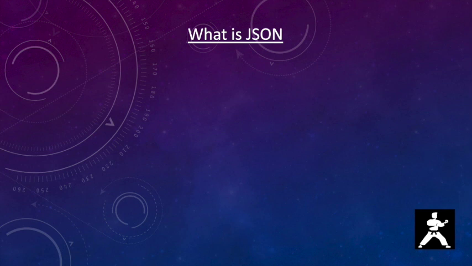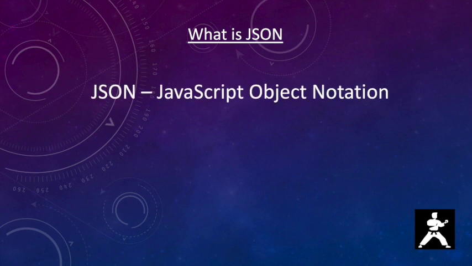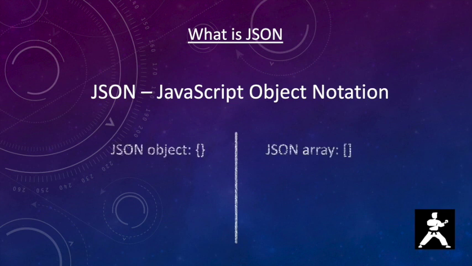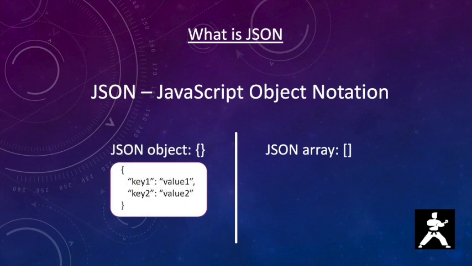So, what is JSON? JSON is an abbreviation which stands for JavaScript Object Notation. JSON can have two types, object and array. An object is always in curly braces, an array in square braces. The typical representation of an object is right here. It has key and value pairs. Key and value are separated by a colon, and each key-value pair is separated by a comma. And each key in a JSON object has to be unique.